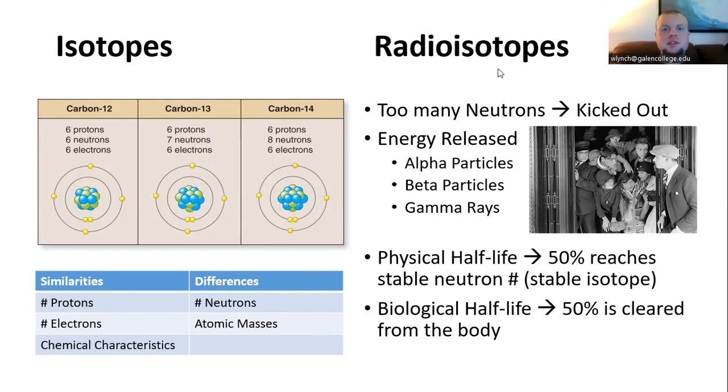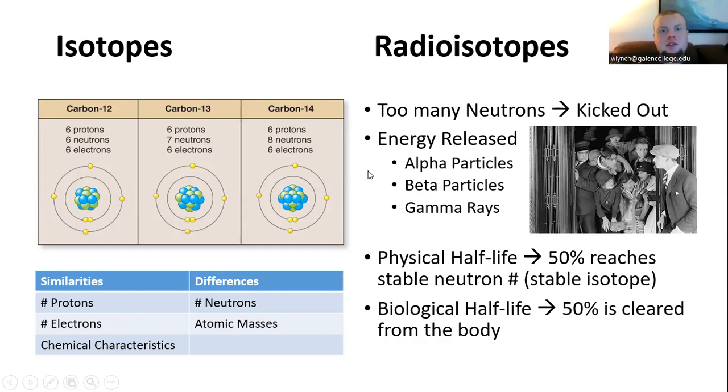As far as isotopes are concerned, we use isotopes in things like medical imagery, diagnostics, system-wide functionality, visualization. If we have too many neutrons, which we have in the case of carbon 13 and carbon 14, those neutrons are going to be released. And as those neutrons decay and leave, they produce energy. Energy can come in very different forms. We can have things like X-rays, gamma rays, beta particles, alpha particles. All right, a lot of different radiation can come.